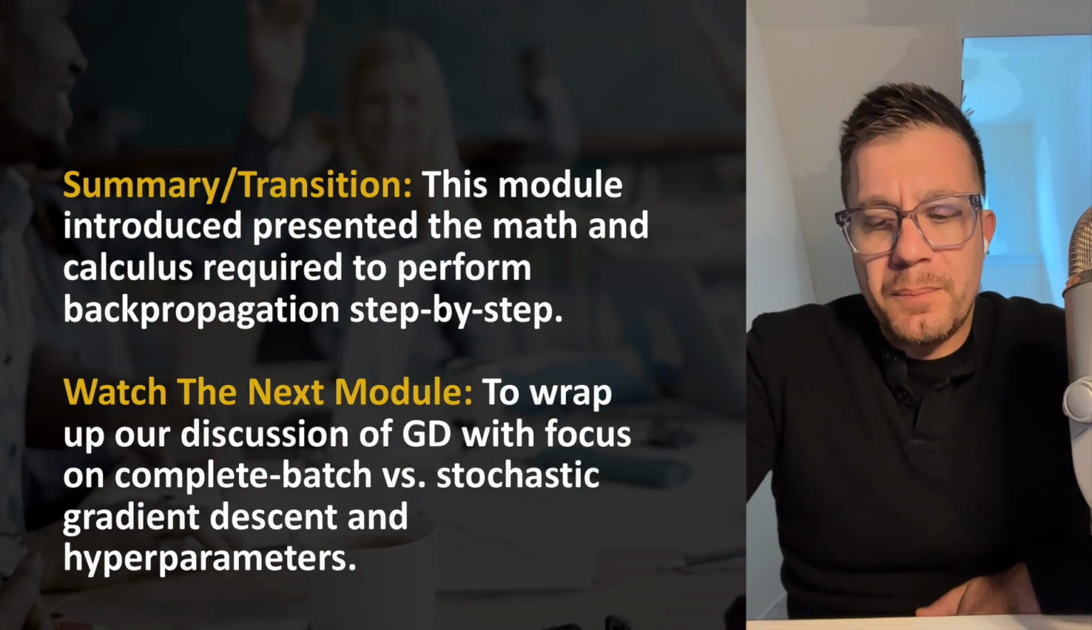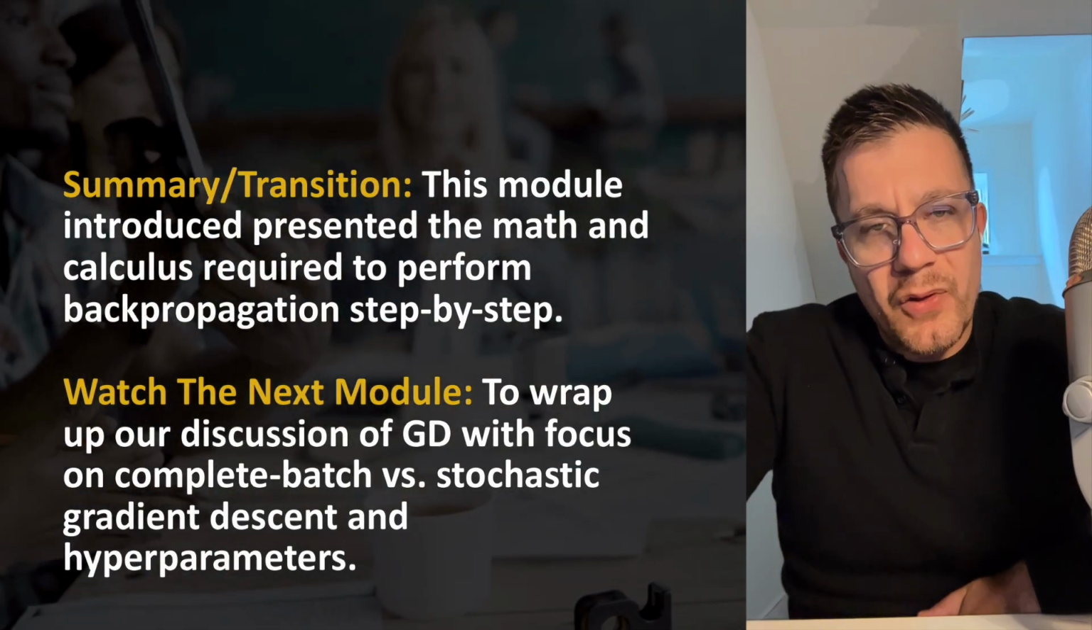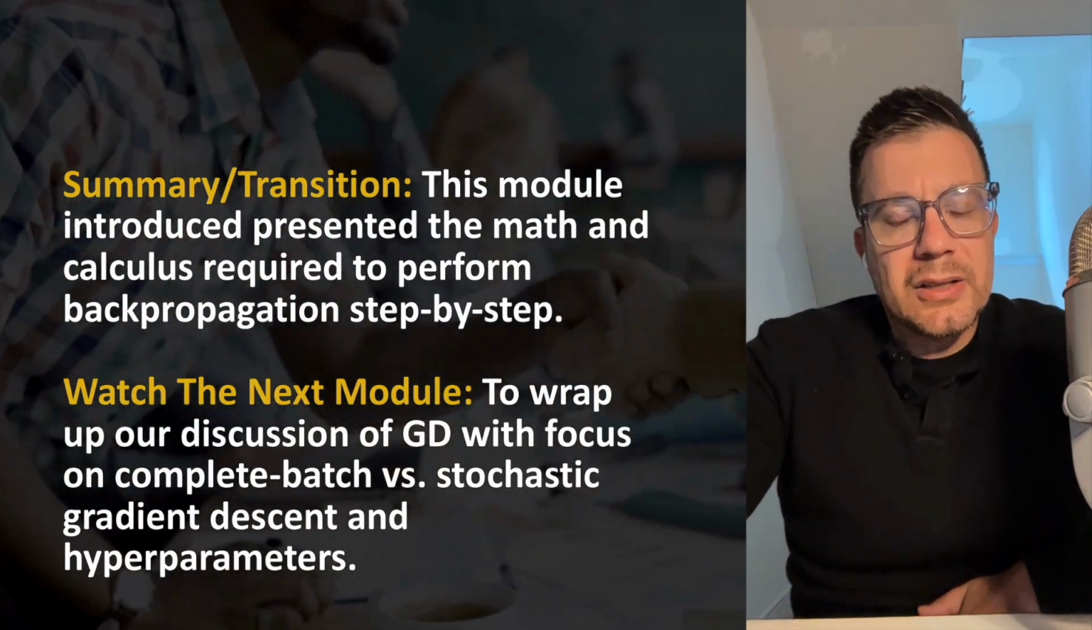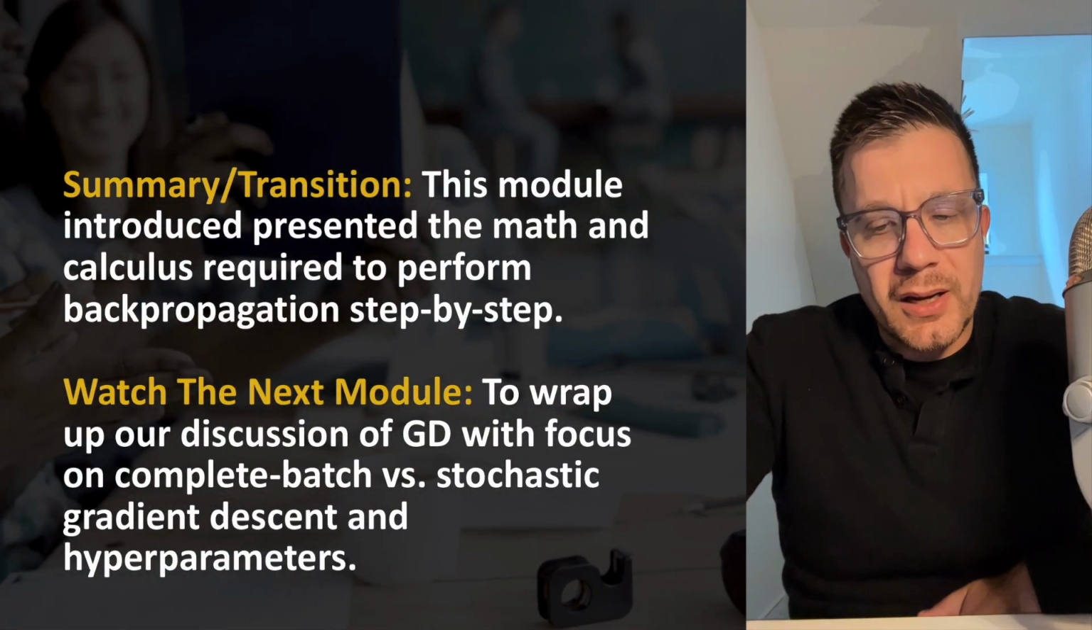With focus on complete batch versus stochastic gradient descent, we're finally going to make that differentiation, as well as a pretty robust discussion of hyperparameters and how they affect machine learning performance.